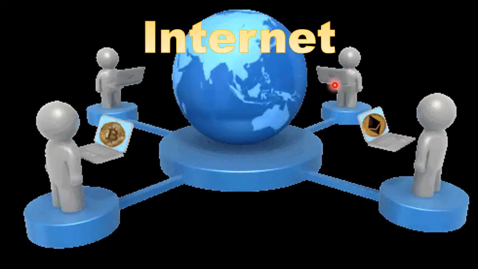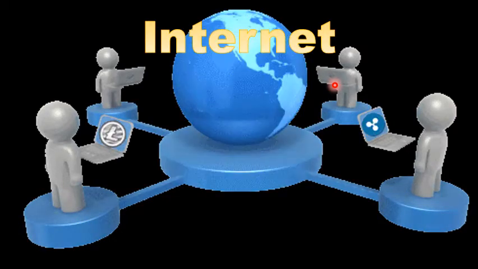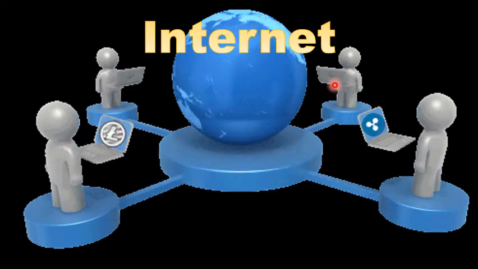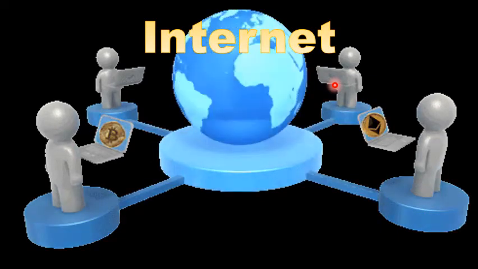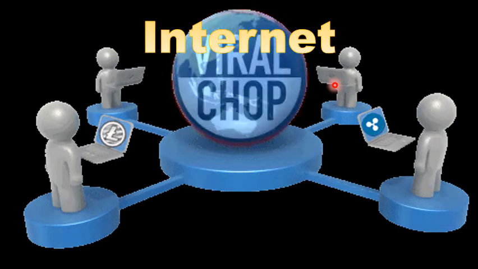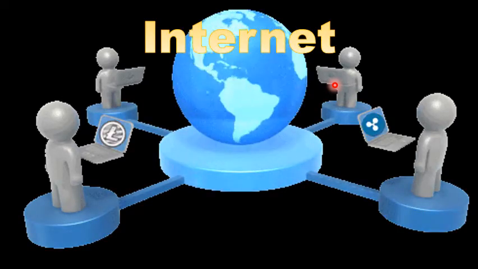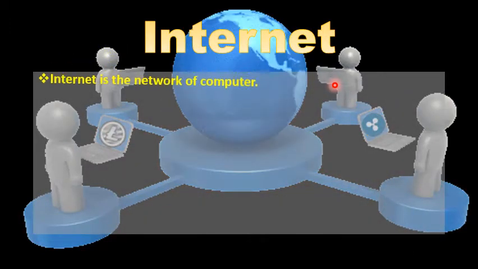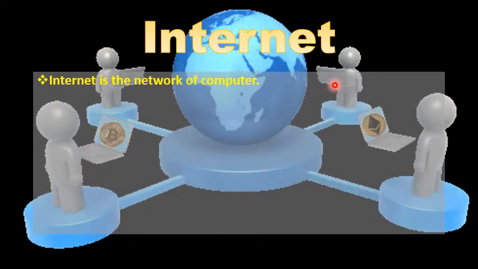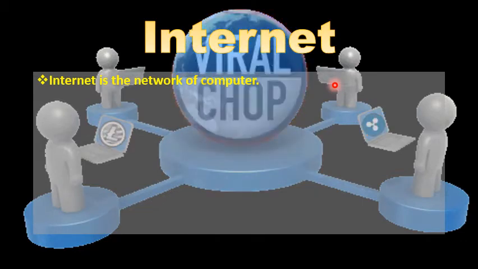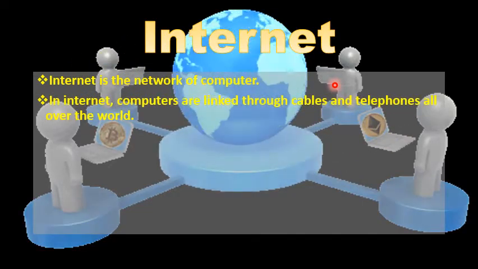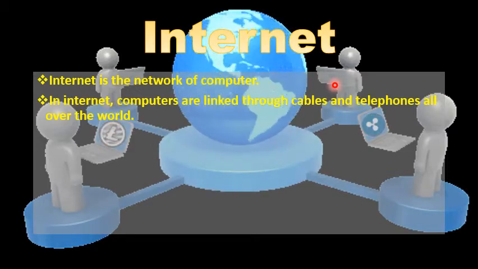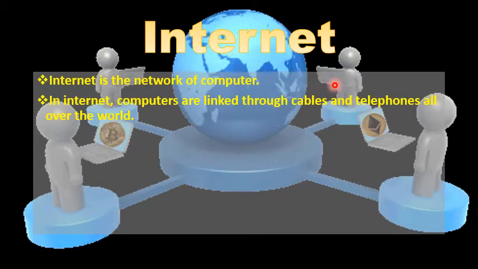All we need is a computer or a laptop and a medium of internet like Wi-Fi or a data package. Today the internet has become so common that it is readily available in the whole world. So according to your book, the internet is a network of computers, as you can see in the background, and in the internet, computers are linked through cables and telephones all over the world.